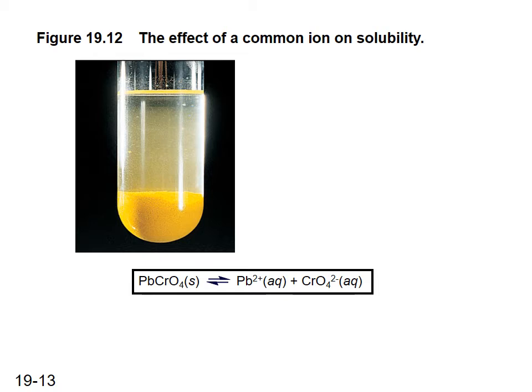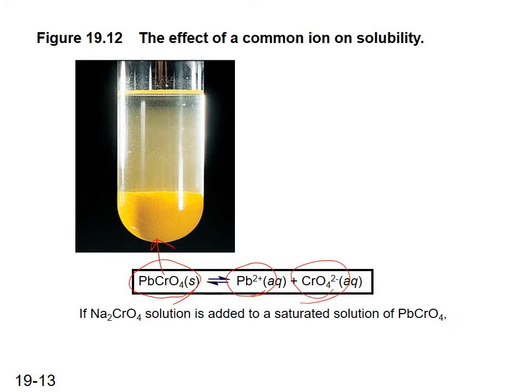This diagram shows the saturated lead chromate solution. Lead chromate is only slightly soluble, and so most of the solid remains on the bottom, and a very small amount goes into the solution and produces lead ion and chromate ion. Now what happens if we add sodium chromate? Sodium chromate is highly soluble. It produces sodium ion and chromate ion. Because it's highly soluble, almost all the salt becomes ions.